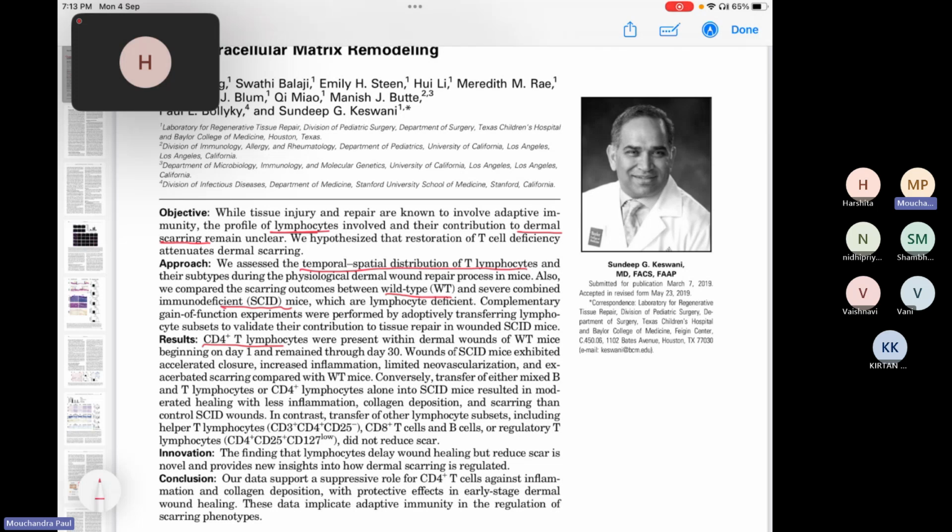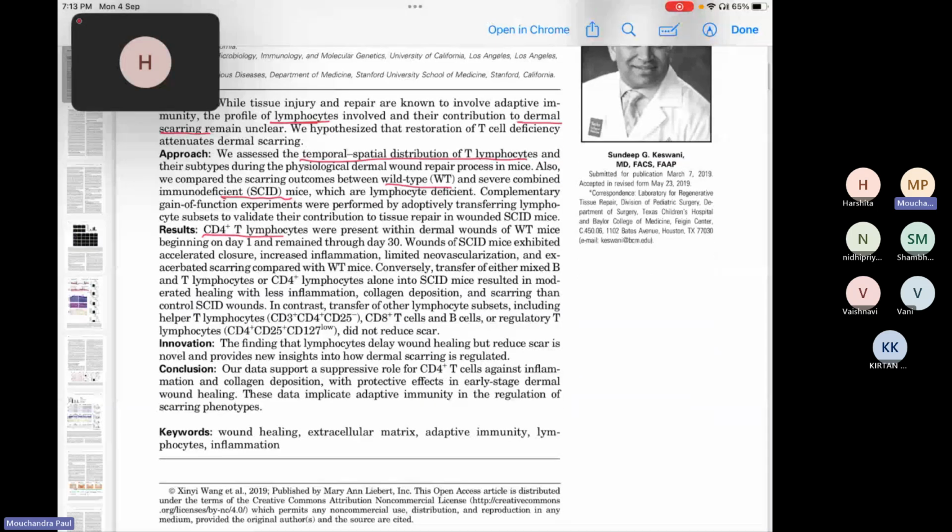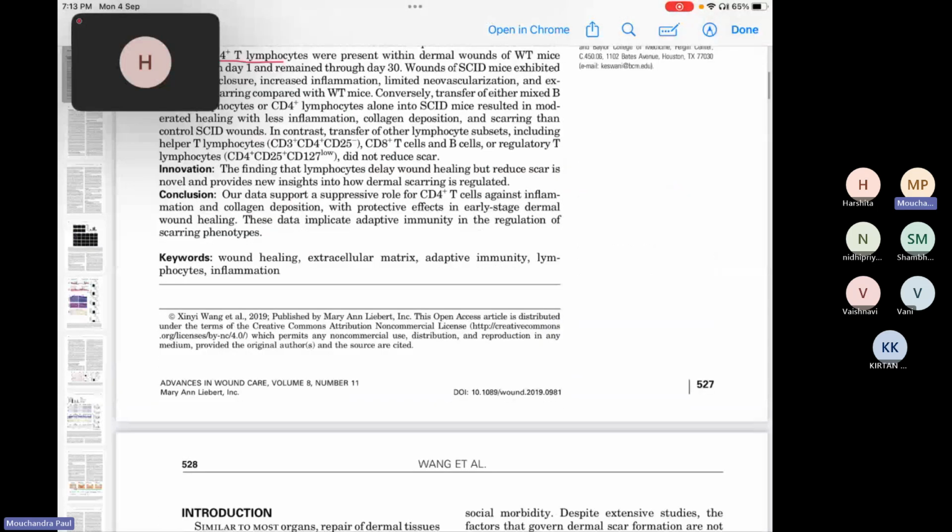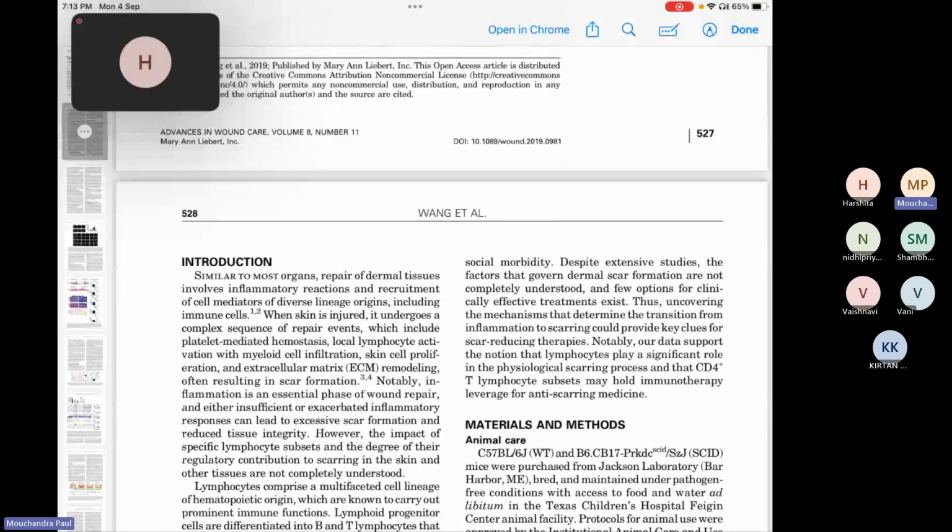Critical sized wounds are those wounds that cannot heal on their own and require assistance. For those kinds of wounds, they have done this study, and we will see the results later as we go on with this paper.